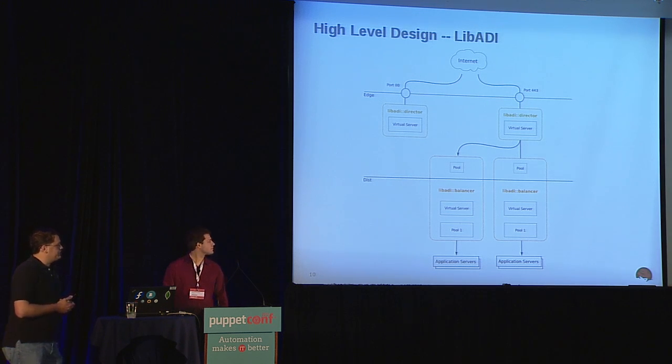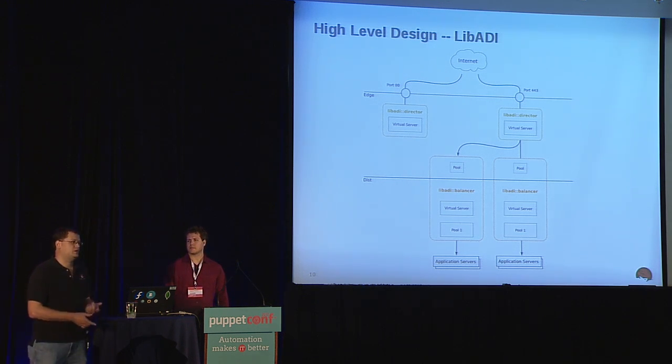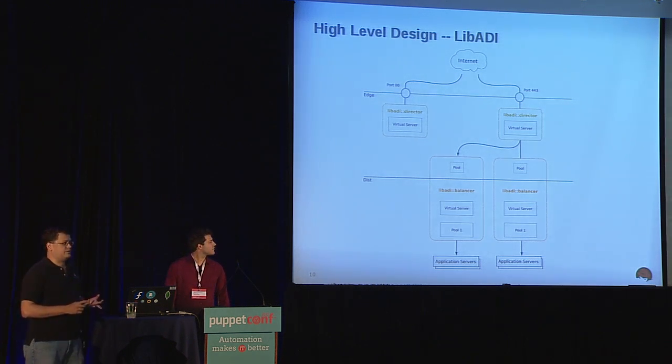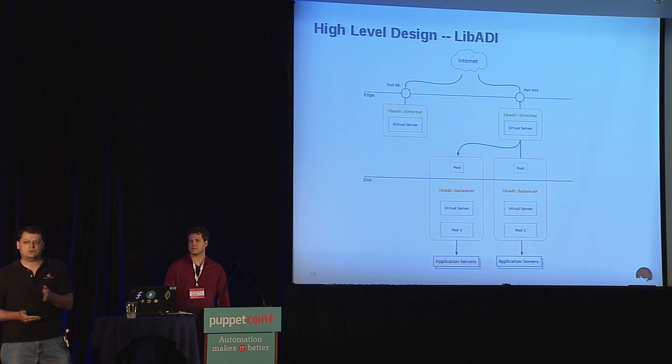So there are two major components. The first is what we call a libADI director. Easiest way to think of this is your typical Apache virtual host, right? So it does SSL termination. It's got an IP address and a port. It can do things like the equivalence of proxy passes, redirects, anything that you need around traffic that's incoming and might need to be divvied out to subcomponents of your architecture.